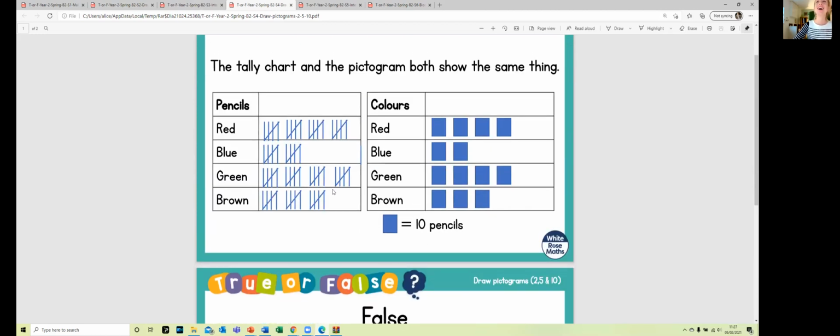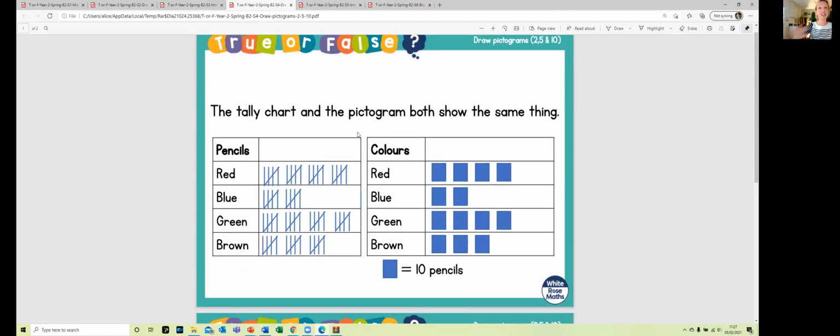Oh, I see. Yeah, right. Sorry, everybody. Yes, yeah, so that was giving you the right answer. I was going to say they look the same. On the question sheet that you got, if you have a look at the red one, the blue square represents 10 pencils. So for the red colour in the pictogram, we've got 10, 20, 30, 40 is represented there. In the tally chart, for red, it's 5, 10, 15, 20.